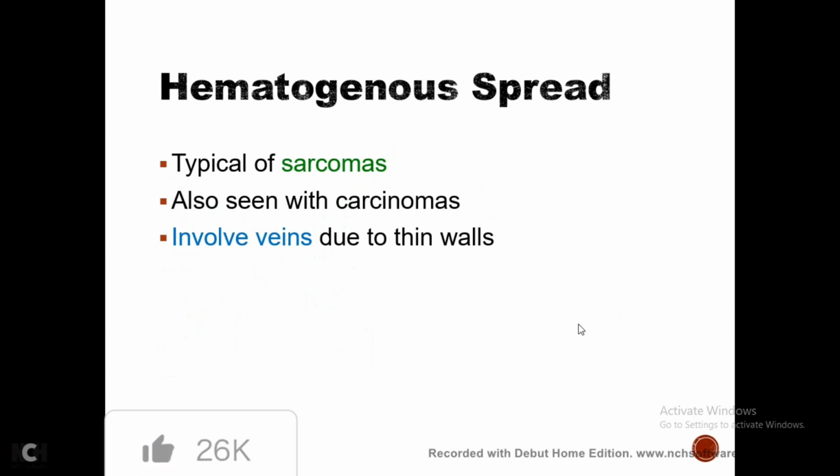It is particular or typical of sarcomas, but it is also seen with carcinomas, and it is not necessarily associated with sarcomas. Some of the carcinomas also adopt the hematogenous route to spread throughout the body. They usually involve the veins, because veins are thin walled as compared to the arterial wall. So veins are easily penetrable. So hematogenous routes prefer using veins for their spread.